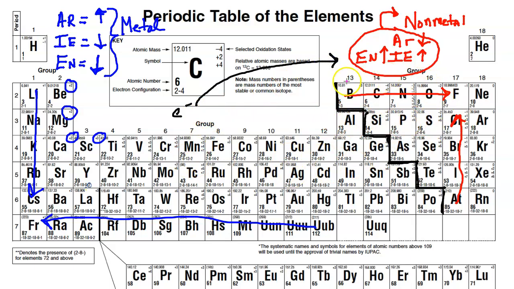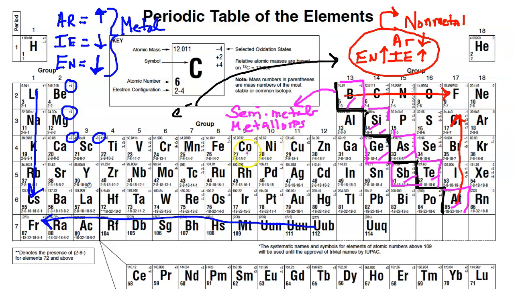Well, these elements that live on the staircase, boron, silicon, arsenic, tellurium, and some people think astatine is also, including antimony, Sb, and Ge, germanium. These elements have properties of both. They're kind of in between. We call these elements on the staircase semimetals, or you'll hear the word metalloids. The bottom line is they have properties of both. So why do we care?